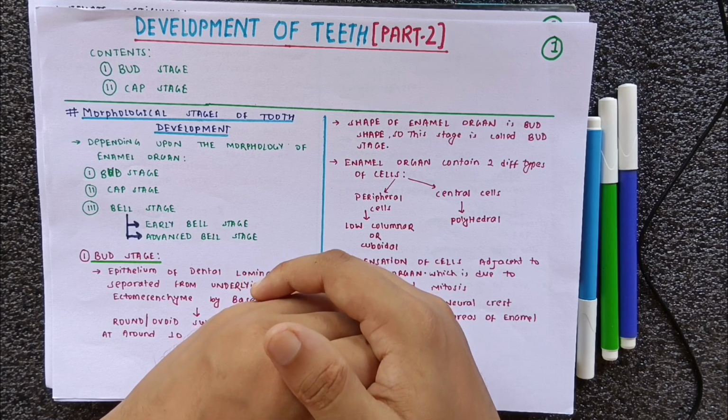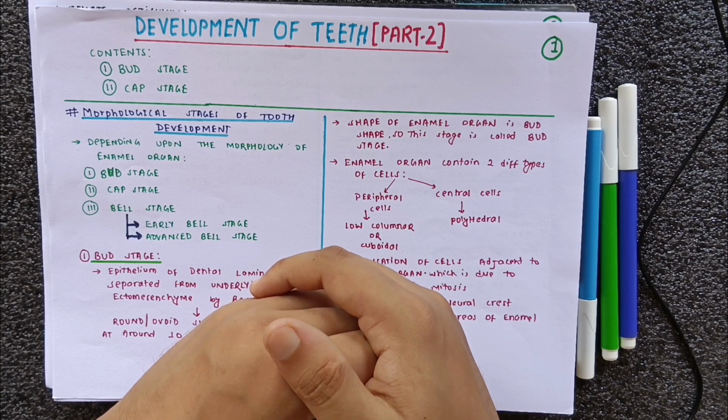So this is part 2 of the development of the teeth, and in this video we will be discussing the morphological stages of tooth development, particularly the bud stage and the cap stage.